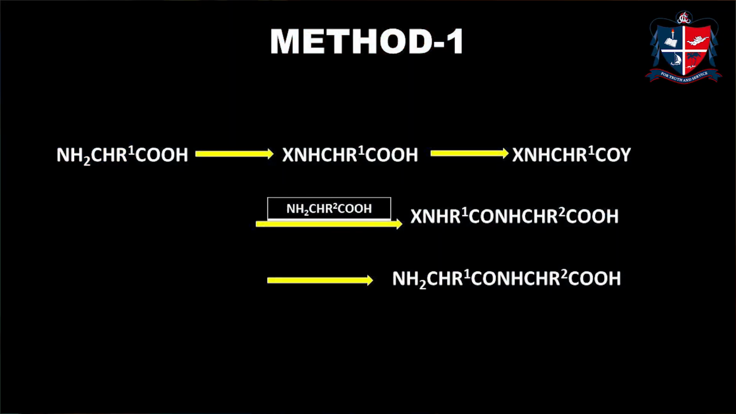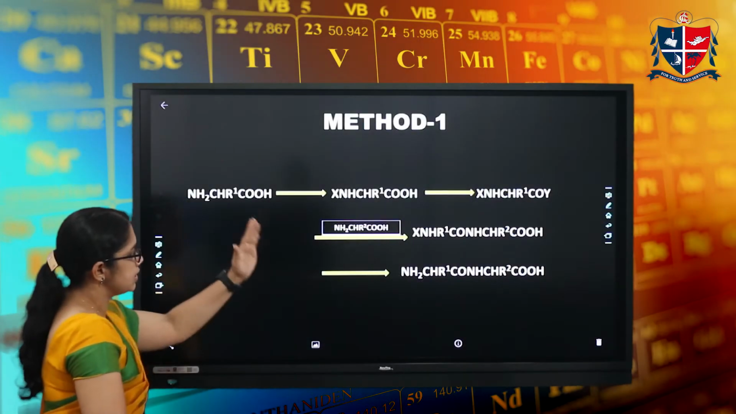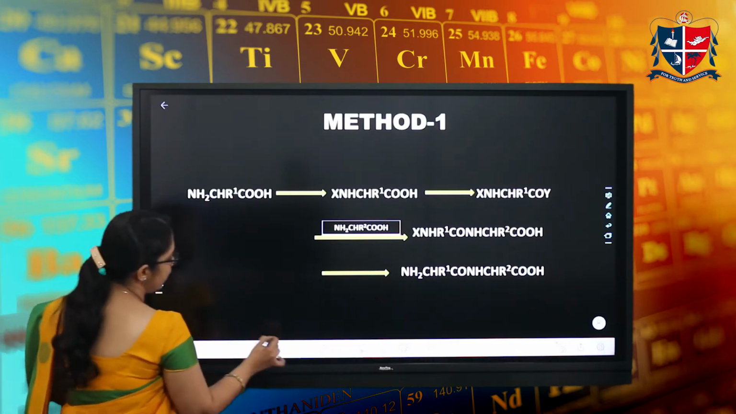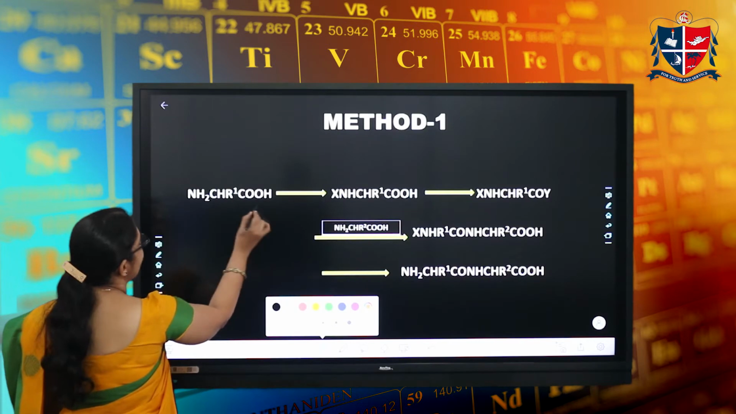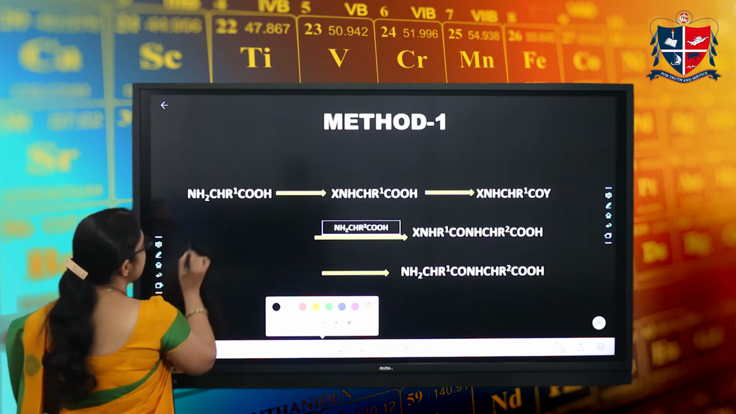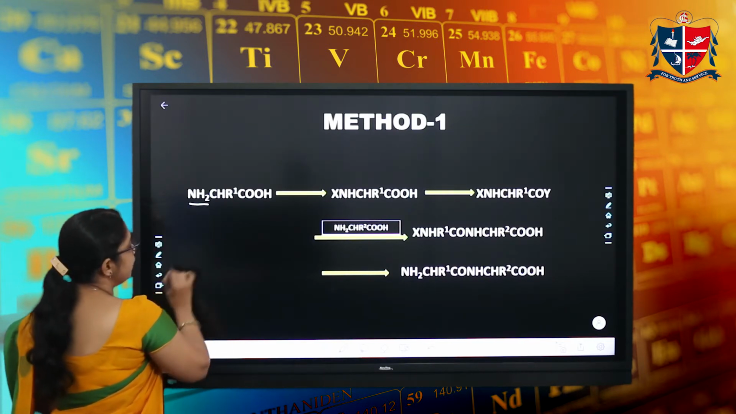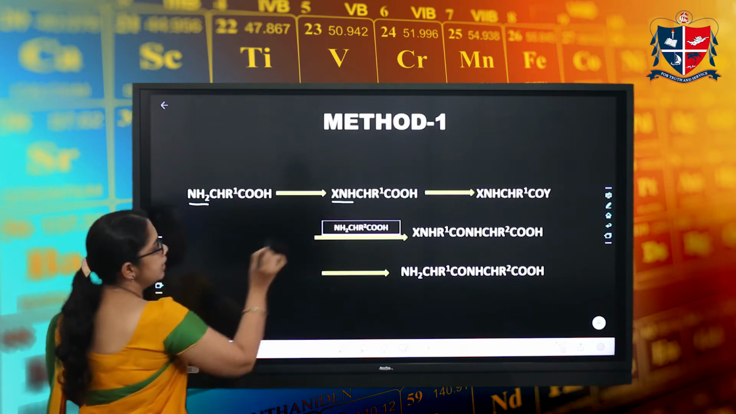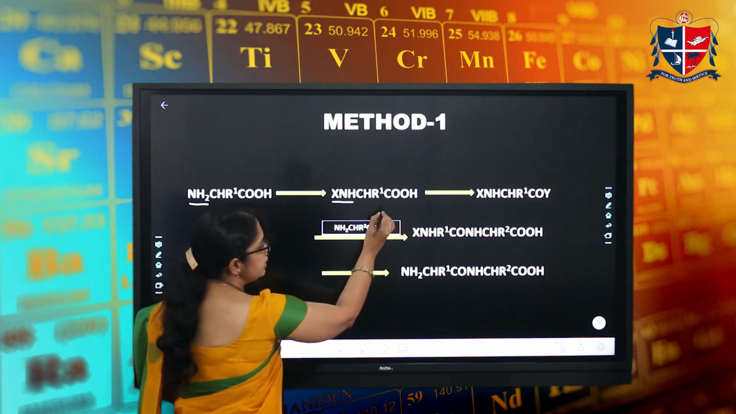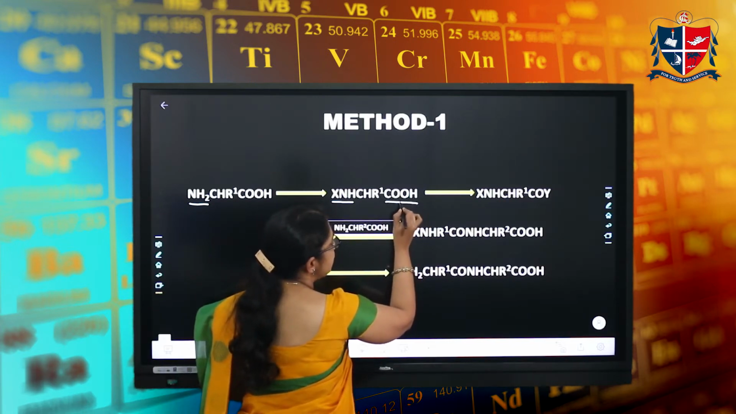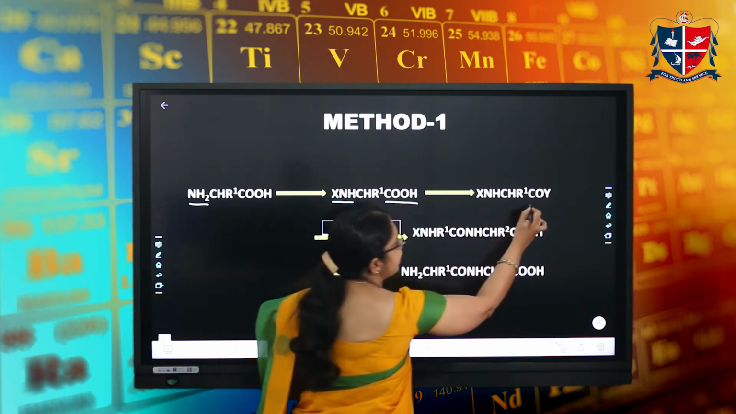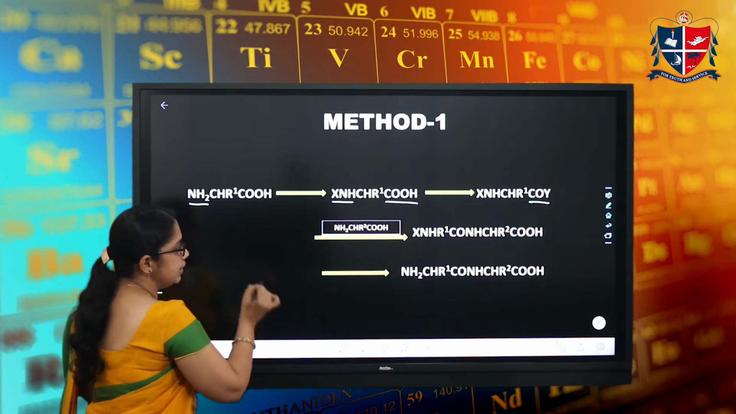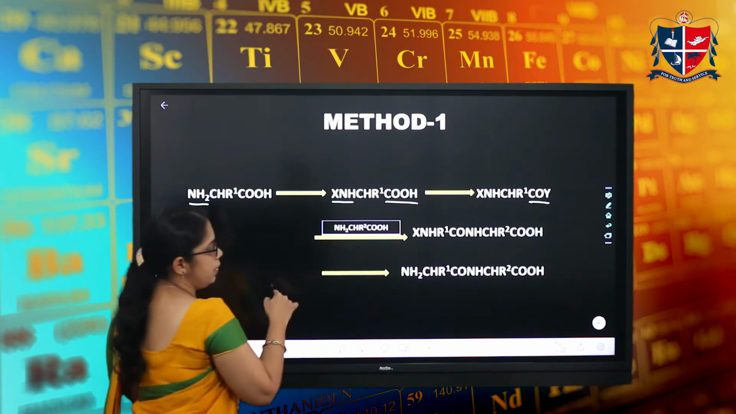This is the same thing I discussed before. This is a schematic diagram. Here you can see the amino acid, NH2CHR1COOH. Here this NH2 group is protected, and now it becomes XNH. Second, this COOH group is activated. Now it becomes COY, for example COCl. And the third step is condensation with another amino acid.